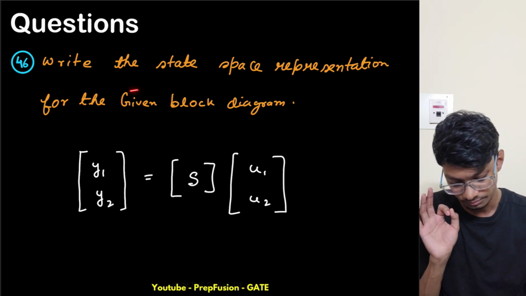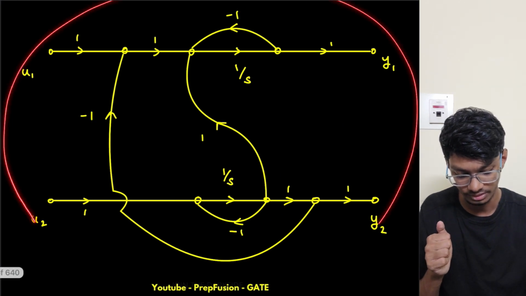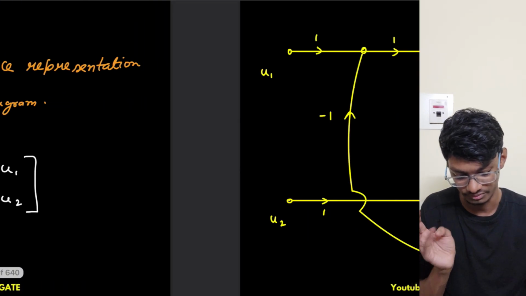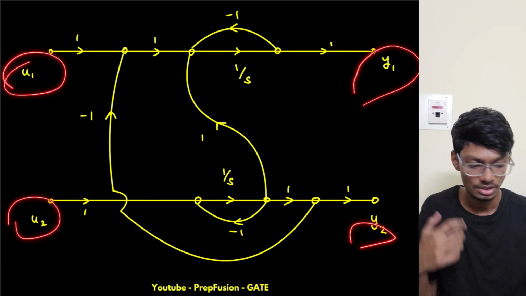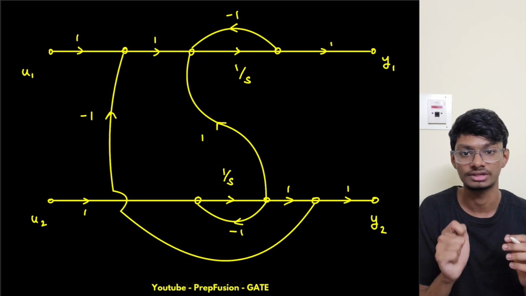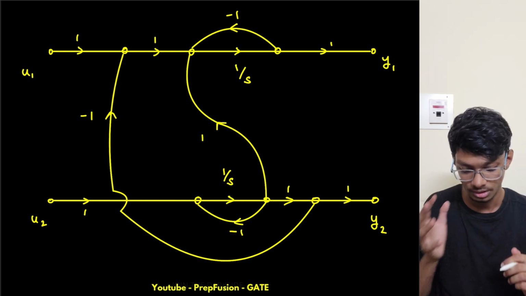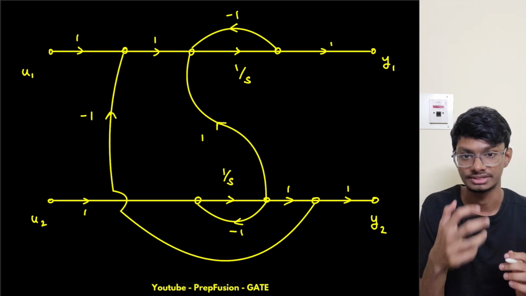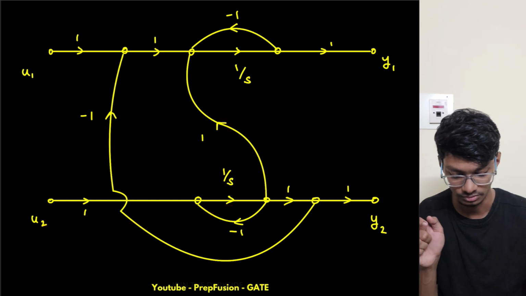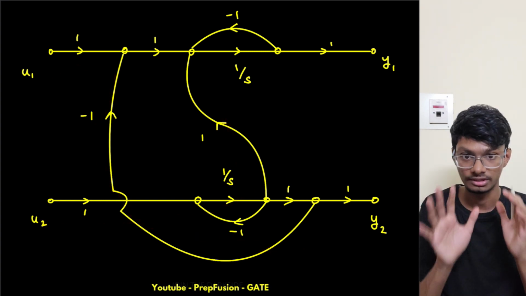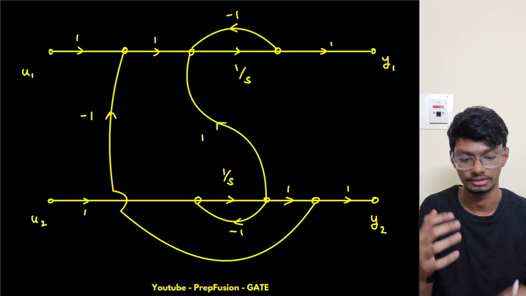So we have to find the state space representation. Here what we see, we have two inputs and two outputs. Whenever multiple inputs are given, just be a little bit careful, okay? Because chances of mistakes happening are very high, since you have to find the forward path gain from this one and then from this one. So just be careful and solve it a bit slowly, okay? Don't hurry.